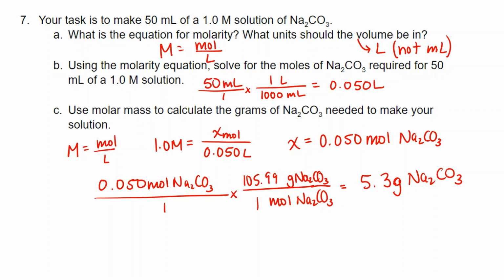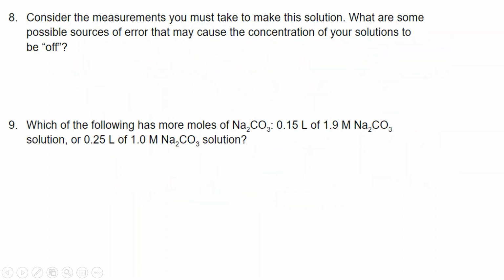So I would take that 5.3 grams of sodium carbonate, measure that out on a scale, add it to a 50 milliliter volumetric flask, and then fill it up to the line. So what are some measurements that we need to use to make this solution? We've got to measure out that 5.3 grams of my solid, and we also have to measure that 50 milliliters of water.